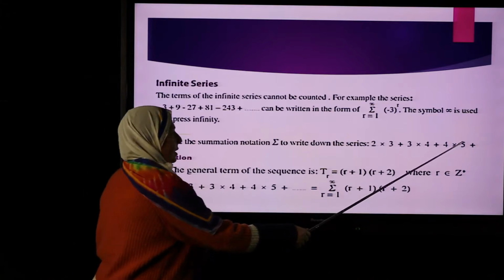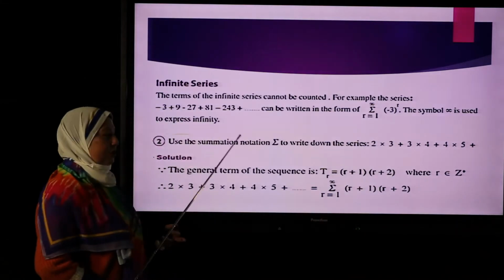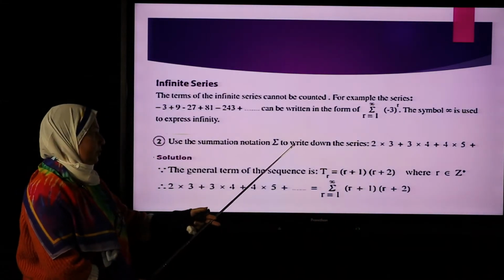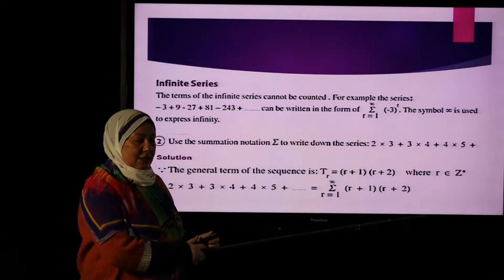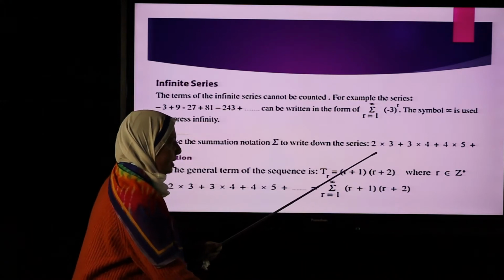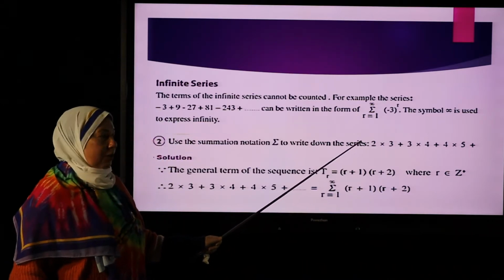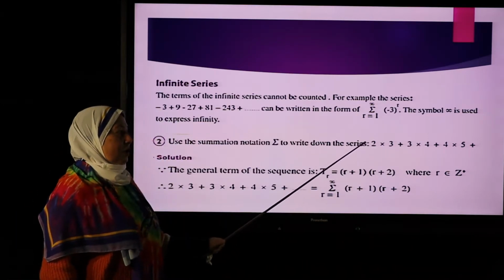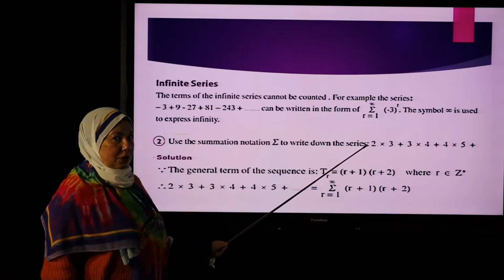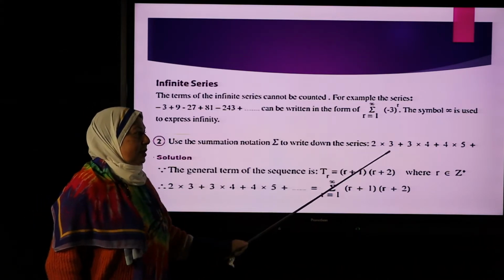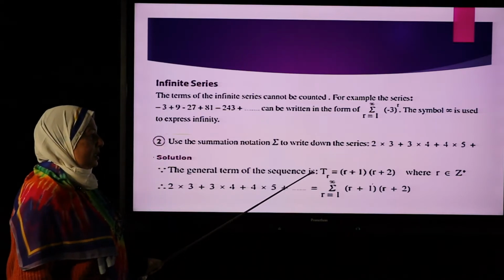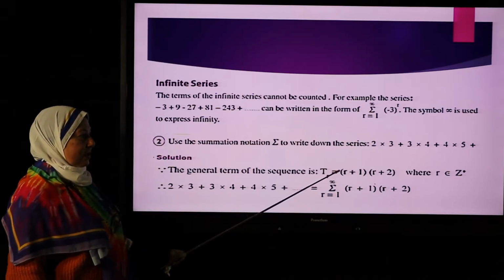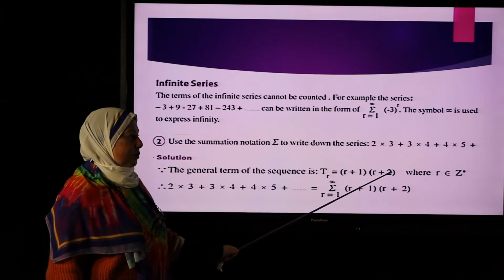I want to write this by using summation notation. What's the meaning of summation notation? I have the general term, which we must get from the sequence, as we learned last time. How do I get the general term? When n equals 1 or r equals 1, by substitution for n we find the result equals 2 times 3. Tn, the general term in this sequence, equals (r plus 1) times (r plus 2).